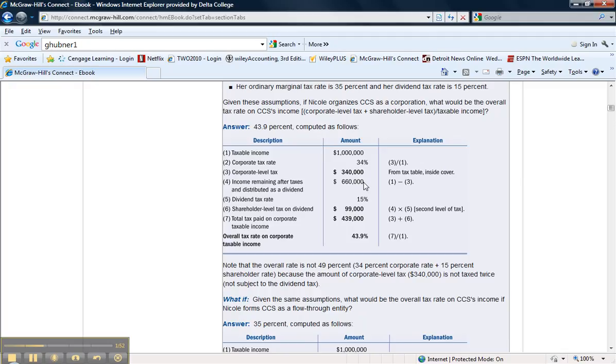This is the amount that gets paid out as dividends, which is taxed at 15%. So this is the tax on the dividends, and then this is the combined tax on the entity's income: corporate level tax, shareholder level tax, total tax. So that is an overall tax rate of 43.9%.